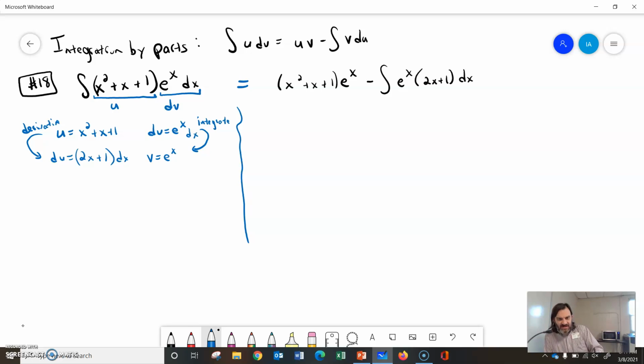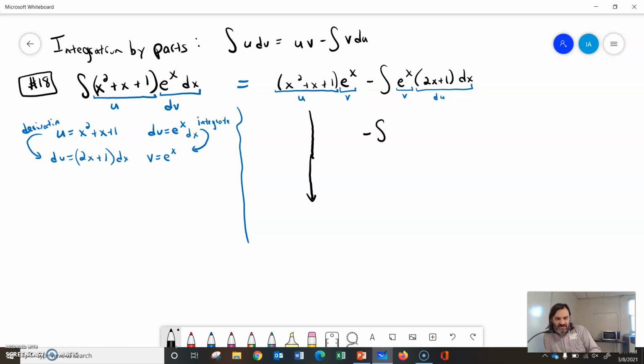Alright, so labeling everything just so you can see where it came from. Here's u, here's v, du. So the unfortunate thing here is that we did get part of it that we get to keep, so we're just going to keep pulling down this first part, the u times the v. It'll come all the way down to our last answer, whatever that might be. But the second part, the minus integral of e to the x, 2x plus 1 dx, we're going to have to rework that. So let's just write it down a little bit better.